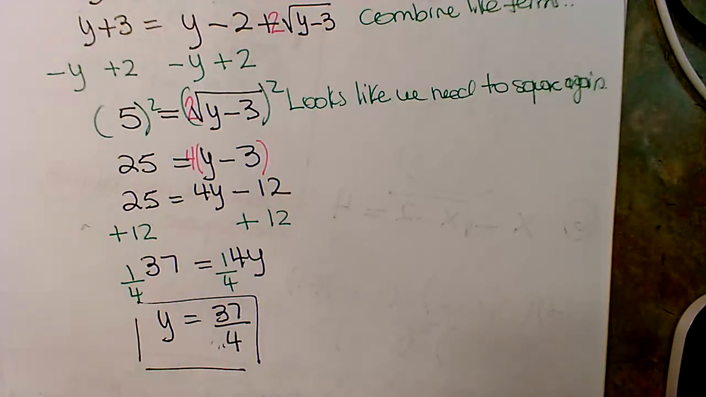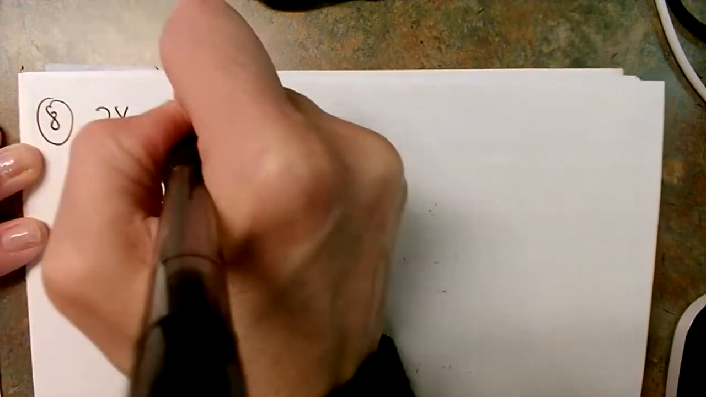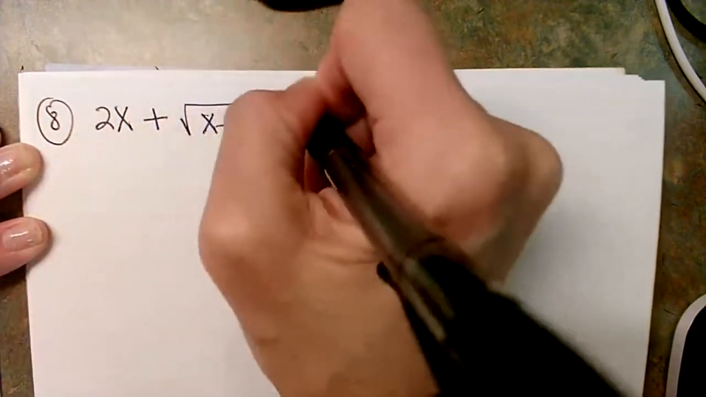Now, let's do another one. This is very close to, I don't know if we want to do more of these, let's do it. Okay, we have 2x plus the square root of x plus 1 equals to 8.